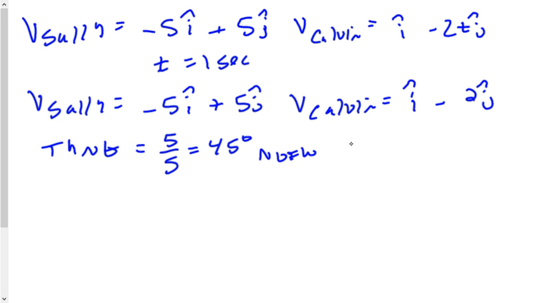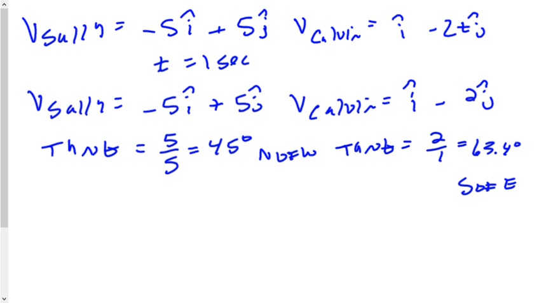Okay, let's do likewise for Kelvin. The tangent of theta is going to equal 2 over 1, and that equals 63.4 degrees. Now we have a negative y and a positive x. That'll be south of east. Okay, so that's our approach for that.